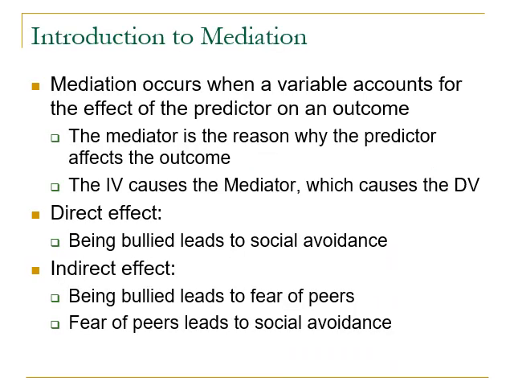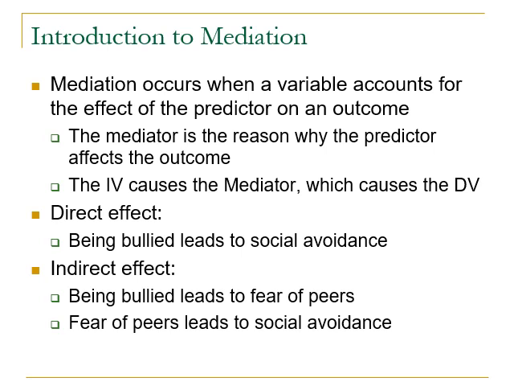So mediation occurs when a variable accounts for the effect of the predictor on an outcome. The mediator is the reason why the predictor affects the outcome. The IV causes the mediator, which was an IV until we're trying to look for mediation, and the mediator, that second IV, now causes the DV.